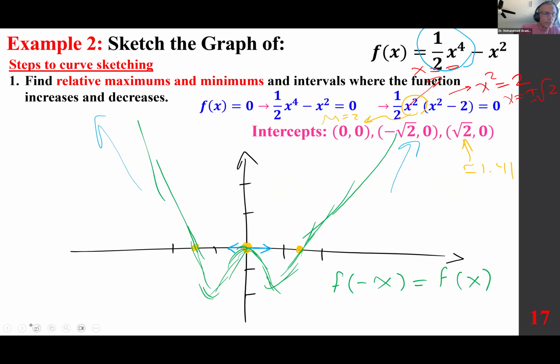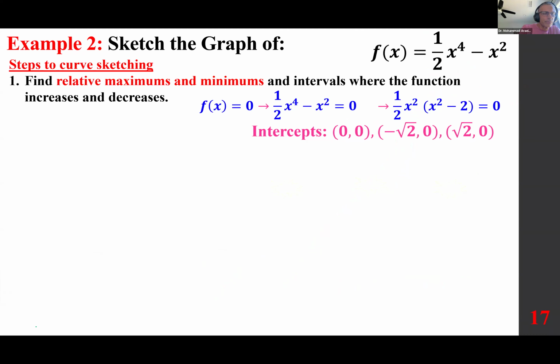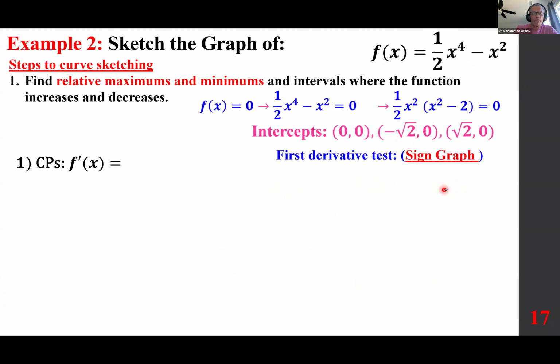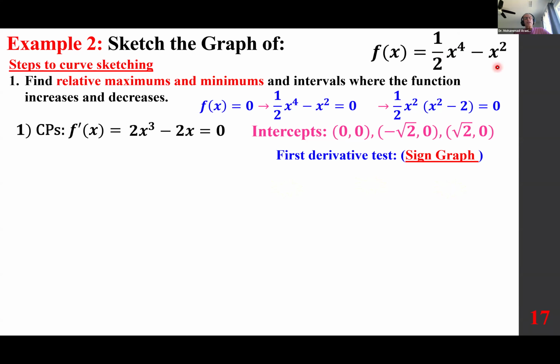Now let's make it more detailed using calculus as well. So we are going to start with, besides the intercepts, f prime of x in order to do the first derivative test, which requires a sign graph. So what is f prime? Half times 4 is 2, 2x cubed minus 2x. You can factor the 2x out, you get x squared minus 1.